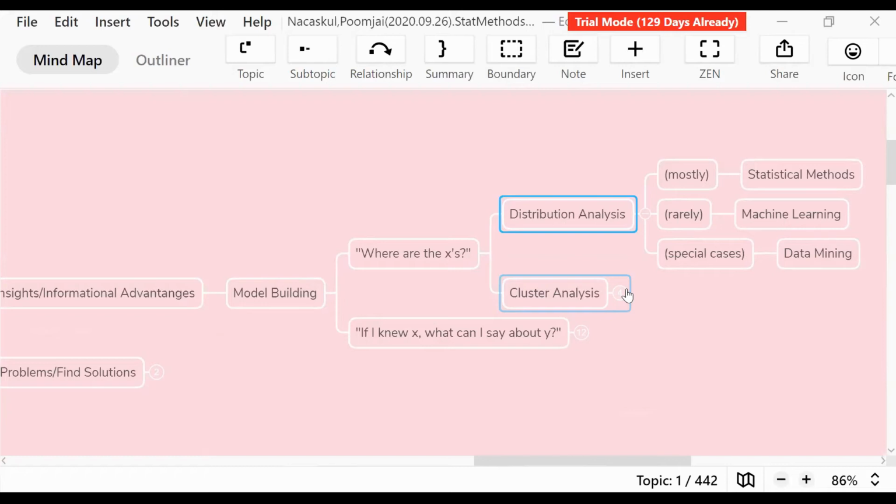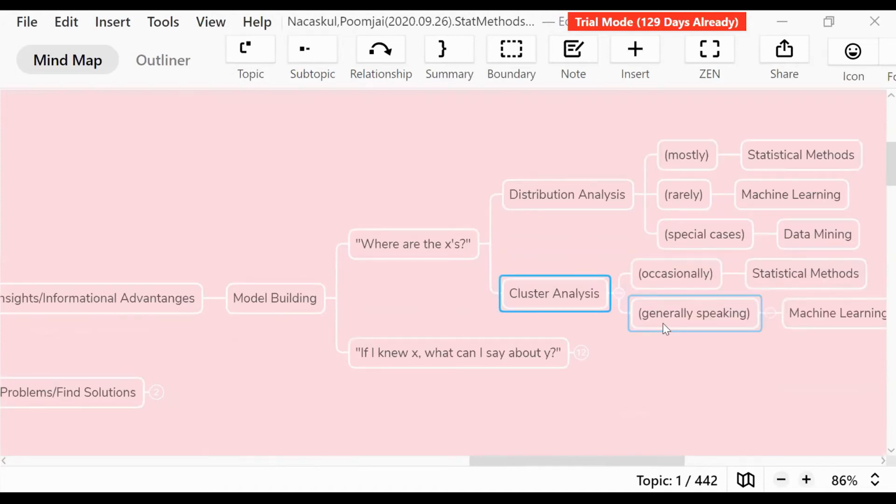But if it's cluster analysis, most of the time you have to do machine learning. Okay? And we talk about k-means or something like that, I think a while back. So that's just an example. If it's cluster analysis, the picture is opposite. Generally speaking, it's machine learning. Occasionally, we use traditional methods, like mixed models or something like that, but not very often, only occasionally. So the picture is the other way around.